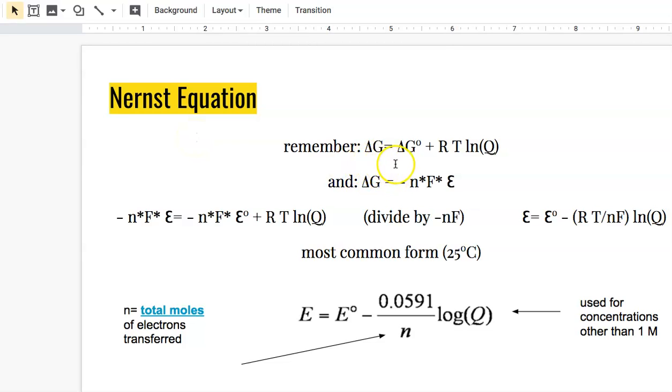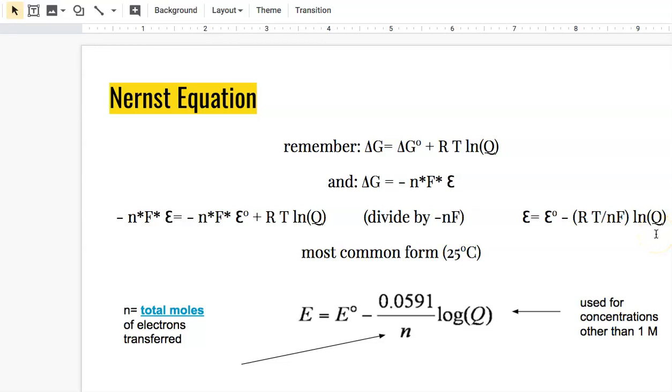From before, we had delta G equals delta G naught plus RT ln Q. That's from our Gibbs free energy screencast. And we just on the previous slide said delta G equals negative NFE. So if we plug negative NFE in for delta G, we get this whole big honking monster. But if we divide the whole thing by negative NF, it's not nearly as scary looking anymore. We can say the cell potential at any conditions equals the standard cell potential minus some constants, and we also have temperature and N in there, times the natural log of Q.